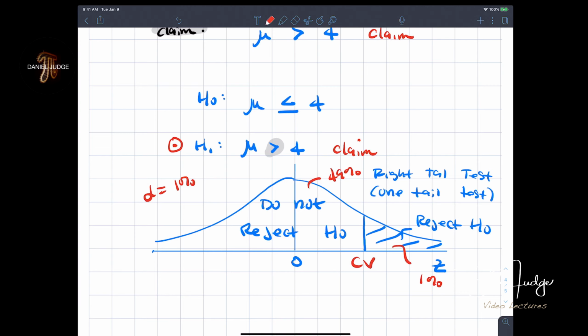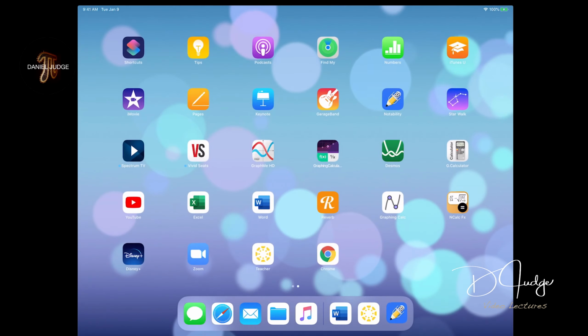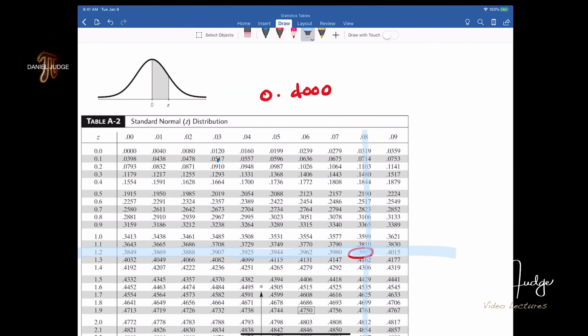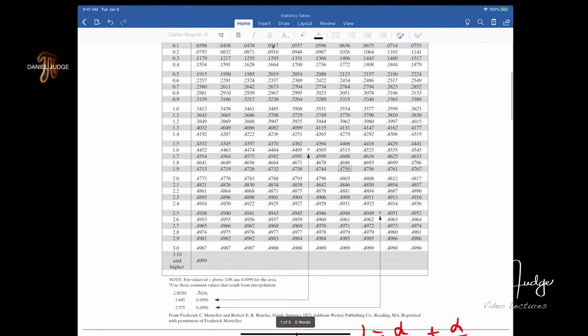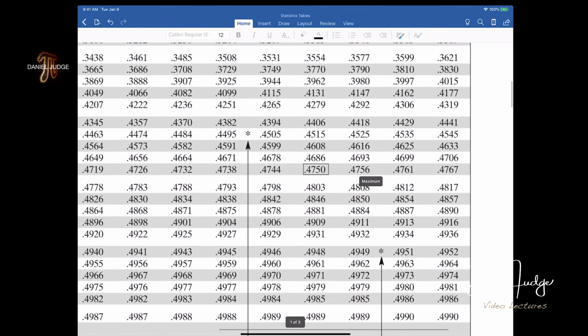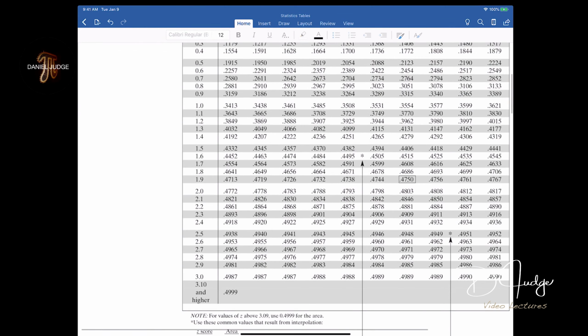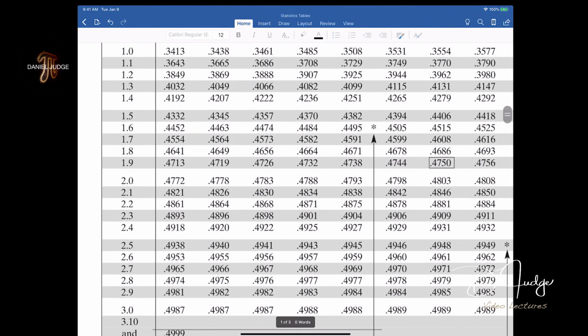All right, and if we find 49% on that Z table, we're going to actually be able to find the critical value. So we go back to Word, and we're going to get rid of this here. Now, 49% is 4900. We got to look for 49%. And so we look for 49%. And I don't find 49%.